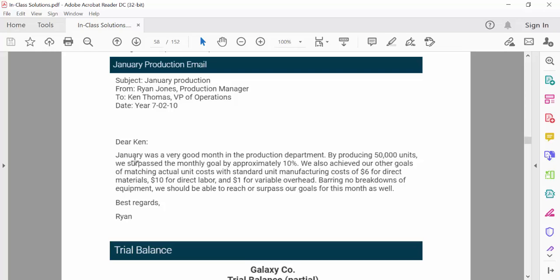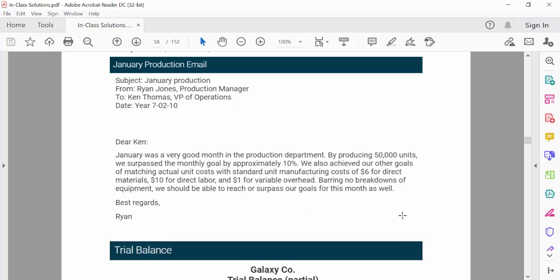So what they're trying to tell us there is that they have standard costs and that they were able to meet their standard costs. So the $6, $10, and $1 represent regular cost, and we expect that to have been the cost in the past, and we can expect it to be the cost in the future, basically, is what they are trying to get out here.